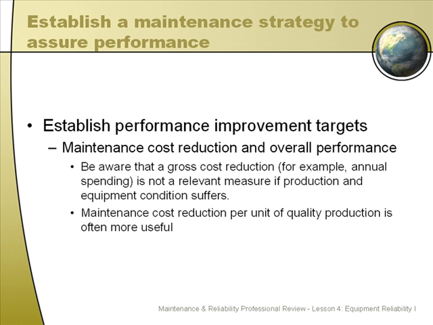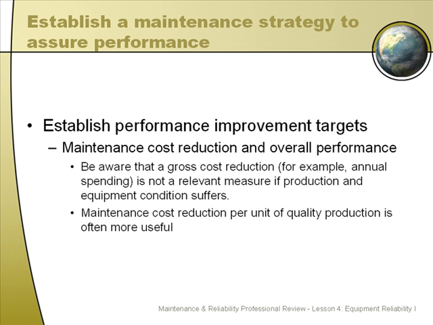We can also look at maintenance cost reduction and overall performance. Be aware that gross cost reduction, for example annual spending on maintenance, is not really a relevant measure if production and equipment condition suffers. I've seen so many facilities, when they get into a money crunch, decide to stop doing maintenance on their production equipment for a period of time. And it helps because they reduce their costs for the short term, and their equipment tends to run through for a period of time with no problems. But the ultimate issue is, pretty soon the equipment reliability starts to fail and the costs go up. You don't really save anything. It ends up costing you big time.